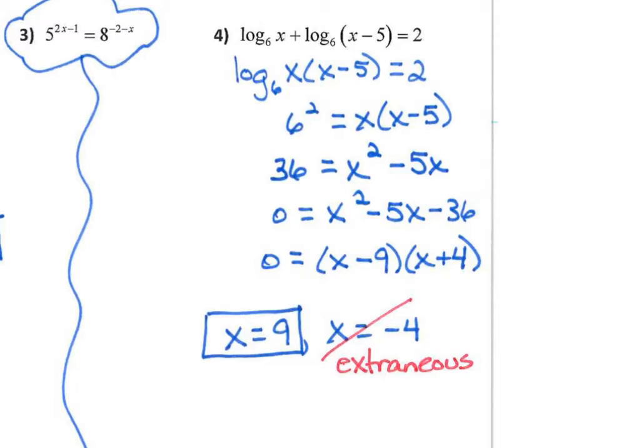For number 4, make sure that you see that the -4 is extraneous, because in the first logarithm, log of -4, you can't do, that's undefined. Also, -4 minus 5 is -9, so both of the logarithms in this equation would be undefined if you used -4 as a substitution for x. And so -4 is extraneous, but 9 works just fine for both.